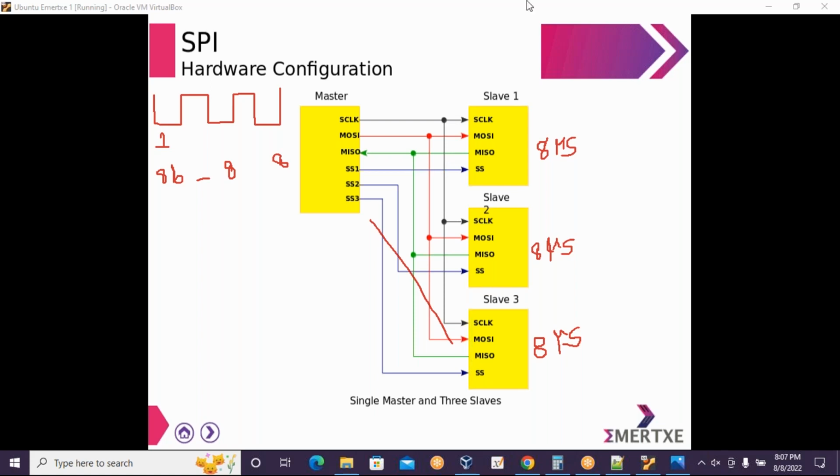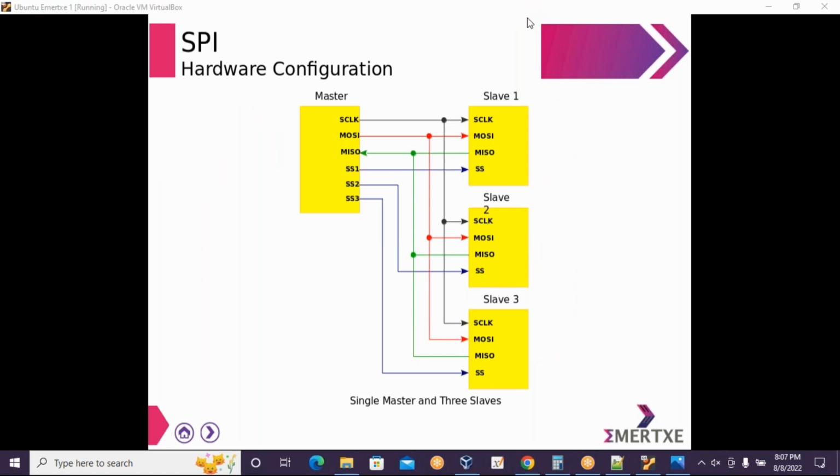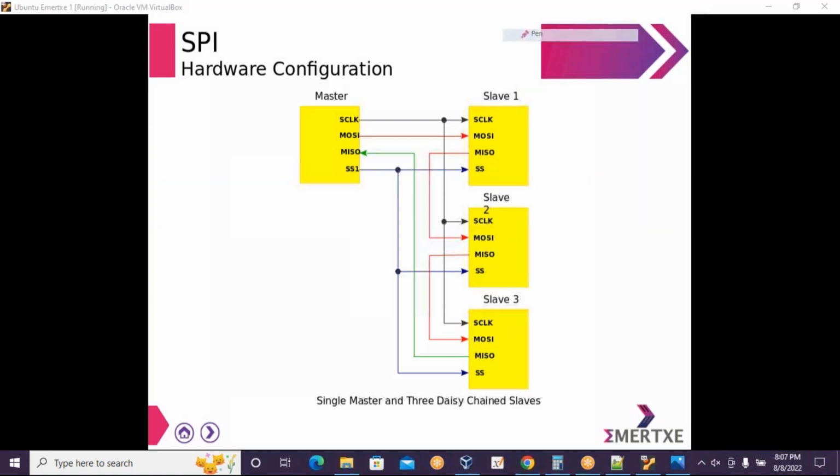Okay, now let's go with the daisy chain configuration. Here I am going with the same scenario. Let's say here as well, master is the one who is going to generate the clock, and to generate one clock pulse, again master is taking 1 microsecond. Now let's say there are 8 bits of data to be transmitted.